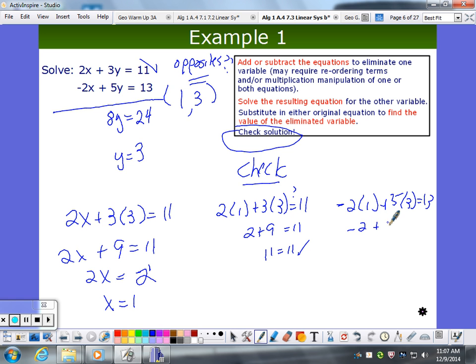Negative 3 plus 14. Is that 13? Yes. I know with confidence that's the right solution. Yes.